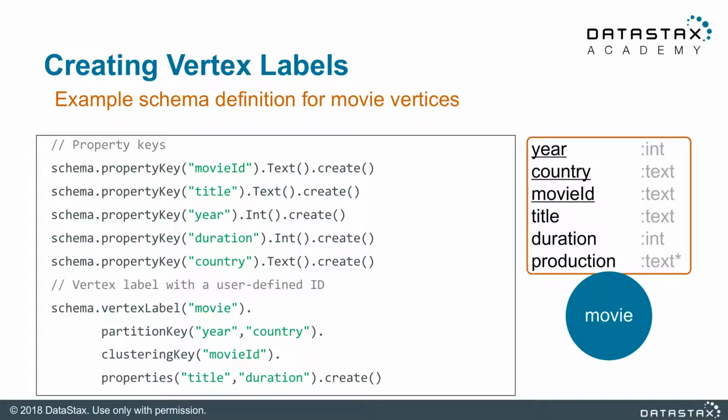Now, because a movie might have multiple releases or versions defined by year and country, we're going to use movie ID as our clustering key to define uniqueness for a given movie. The data model allows us to start by finding all movies for a given year and country, and then allows us to narrow down by movie ID.